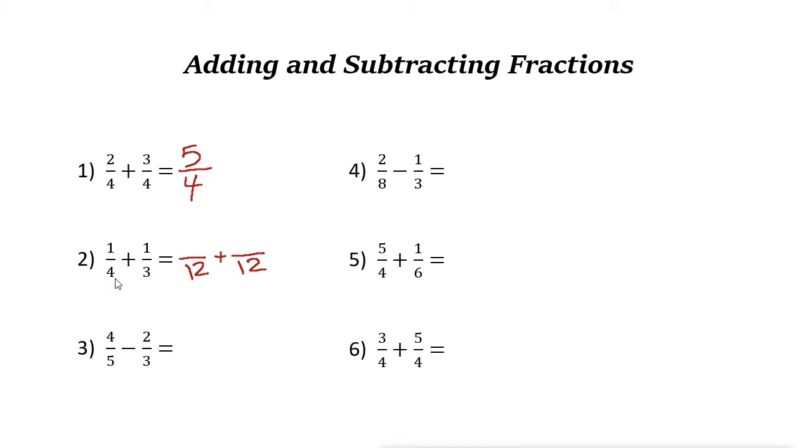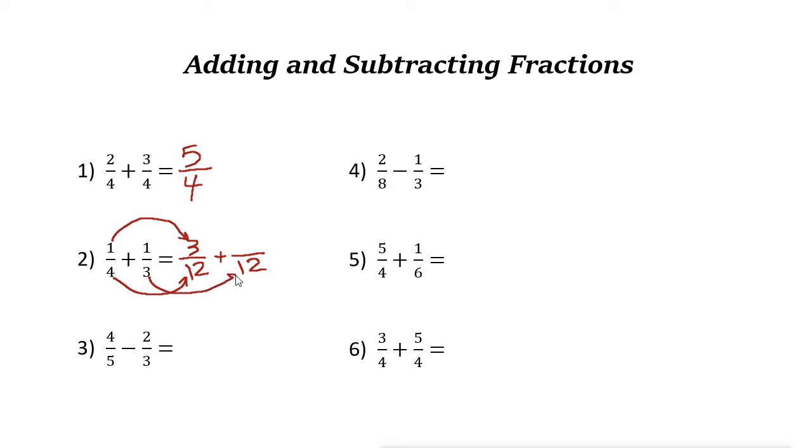All right, the first one, 4 multiplied by 3, and you got 12. You need to do the same thing for the numerator to have the same fraction. 4 times 3 is 12. 1 times 3 is 3. 3 over 12 equals 1 over 4.